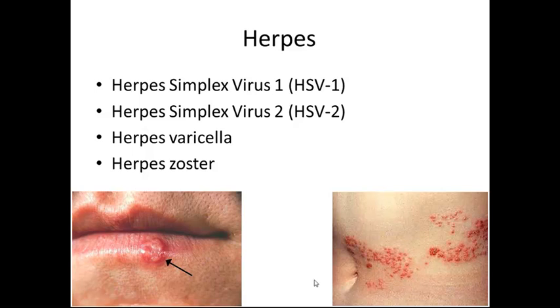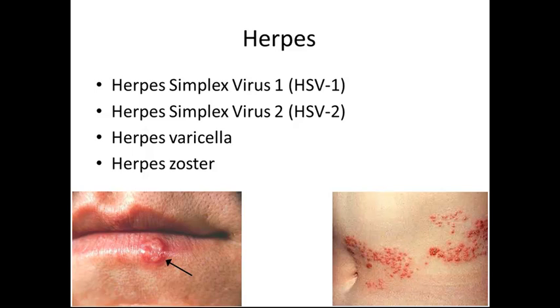Below are some pictures of a cold sore, or herpes simplex virus 1, on the left, and on the right we have what is called shingles. Shingles is caused by the varicella virus, or the herpes virus, after a patient has become infected with the herpes varicella virus as a child. It then lays dormant in the nervous system. Occasionally in life, it can reoccur or exacerbate and cause the herpes zoster, which is called shingles.